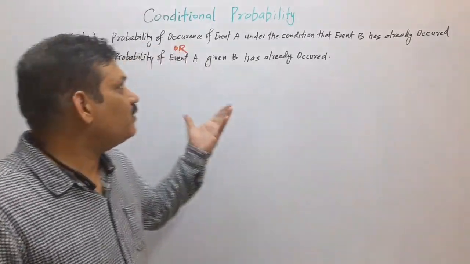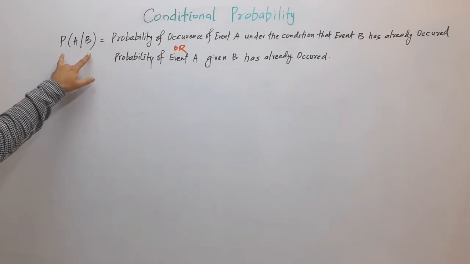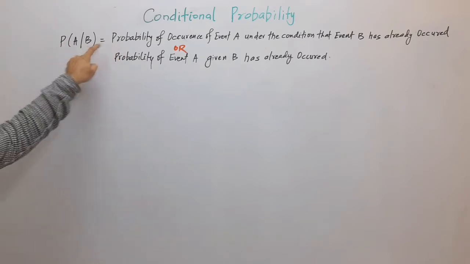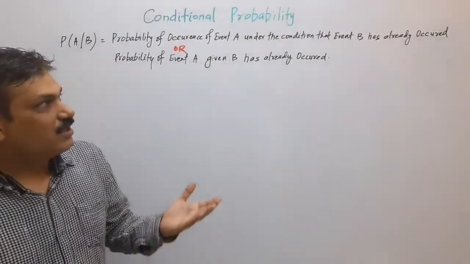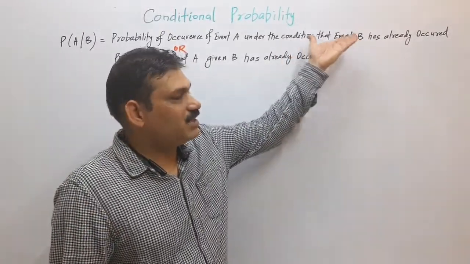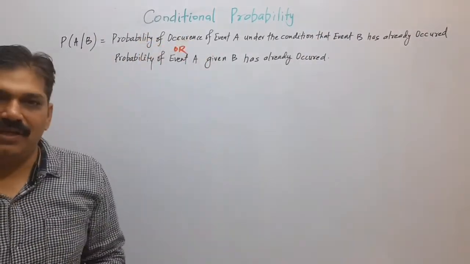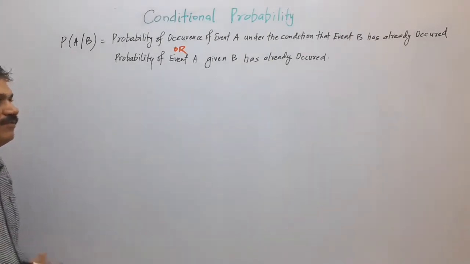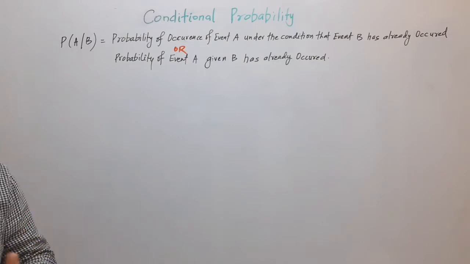The conditional probability of event A given B, the notation is P(A|B), means the probability of occurrence of event A under the condition that B has already occurred. It is known in advance that event B has taken place, then what is the probability that event A will occur? This is what we call conditional probability.